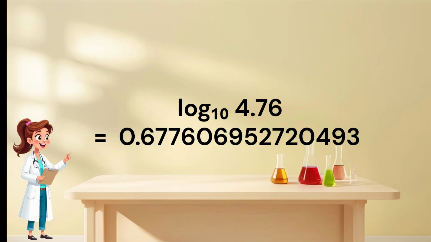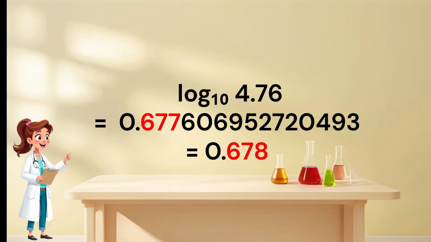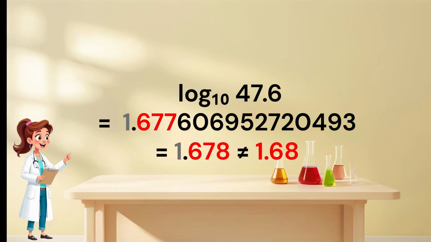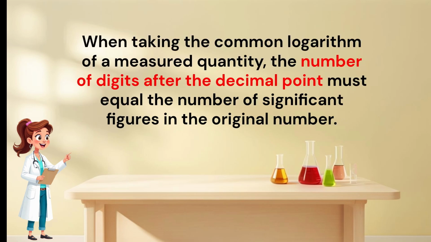Now, log 4.76 equals 0.6776, etc., and rounding this to three significant figures gives 0.678. Adding the integer part back in, we get log 47.6 equals 1.678. So, the correctly rounded logarithmic value is 1.678, not 1.68. To summarize, when taking the common logarithm of a measured quantity, the number of digits after the decimal point must equal the number of significant figures in the original number.